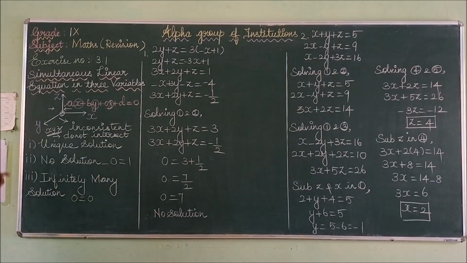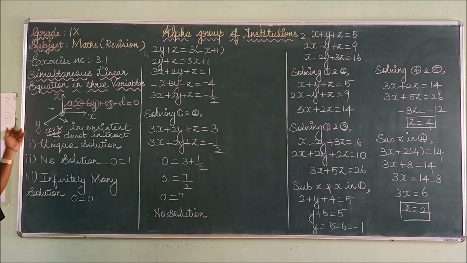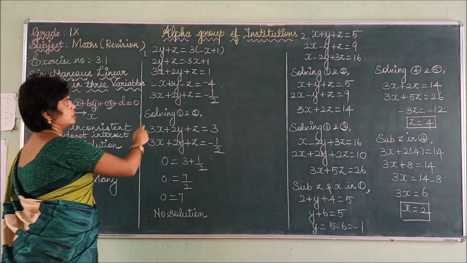Next, look at the problem. In the first problem we are going to find the nature of the solution of the system. We are going to check whether it is a unique solution, no solution or infinitely many solutions. So look at your question.